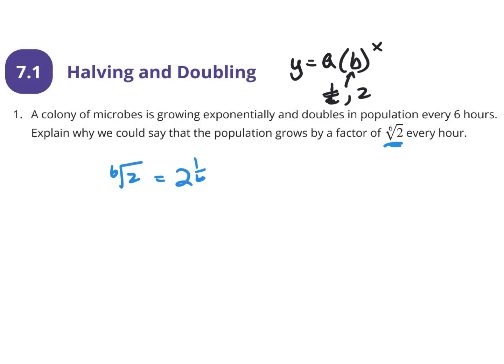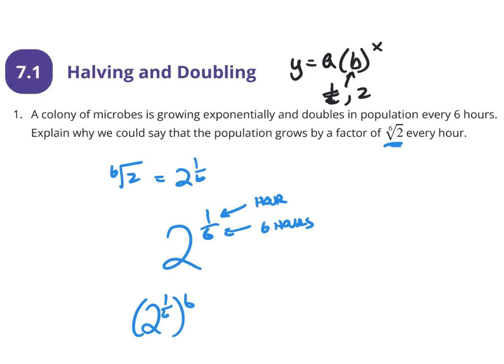So 2 to the 1/6, let's write this bigger. 2 to the 1/6. This is 1 hour. And this is 6 hours. So it would take 6 full hours to actually double. So remember, 2 to the 1/6, if you raise it to the 6th power, or do 6 of them, you get 2 to the 6 over 6, which equals 2 to the 1, which is just 2. So this is why it goes by a factor. So 1 hour out of 6 hours.